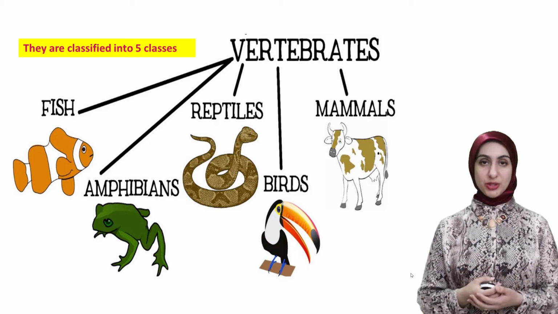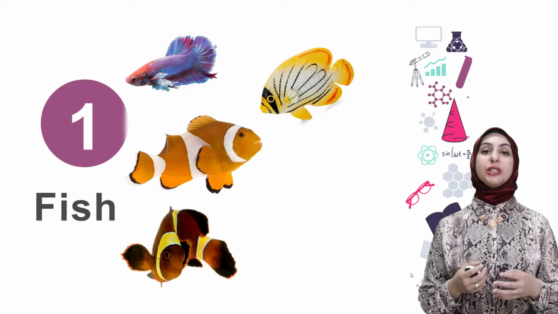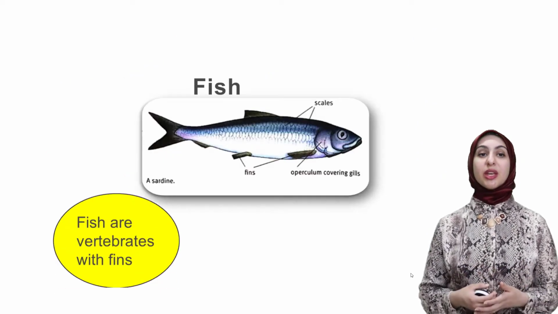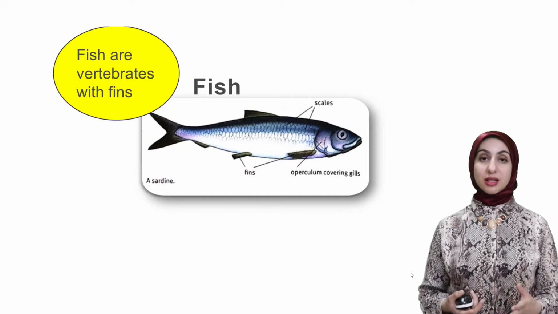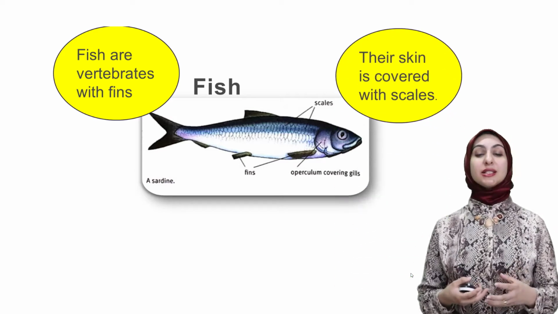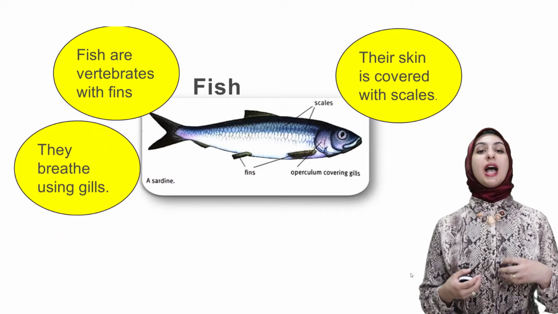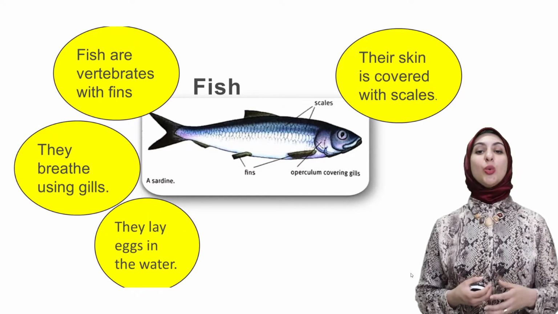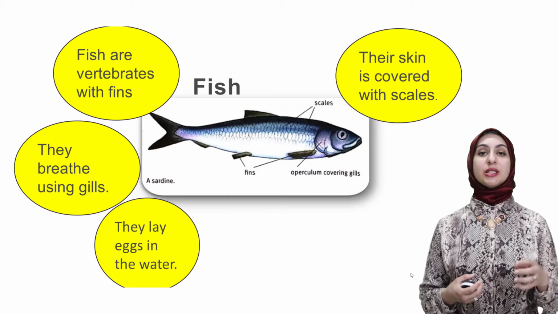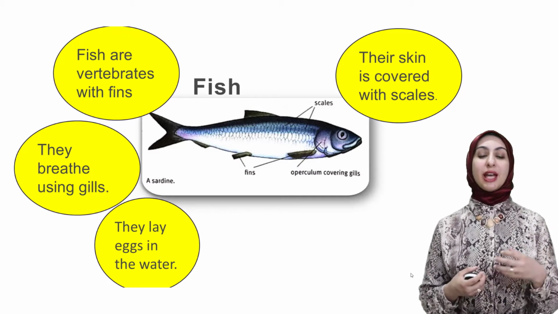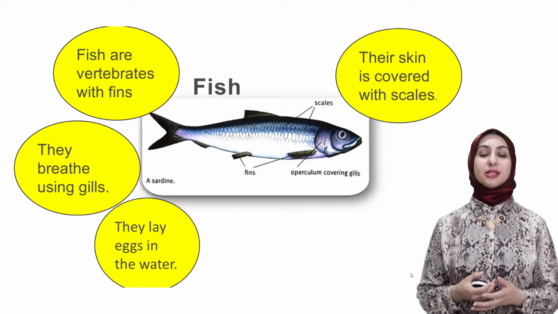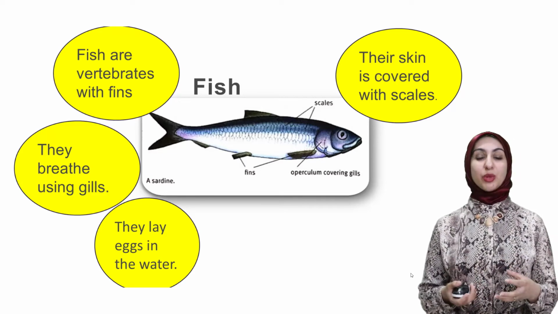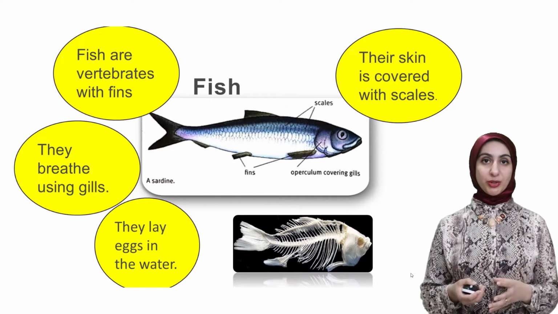Let's talk about fish. Fish are vertebrates. Their skin is covered with scales. They breathe using gills. They lay eggs in the water. And here in this diagram, we have a sardine fish which has scales on its body. It has fins and gills. This is a skeleton of a fish which has a backbone.